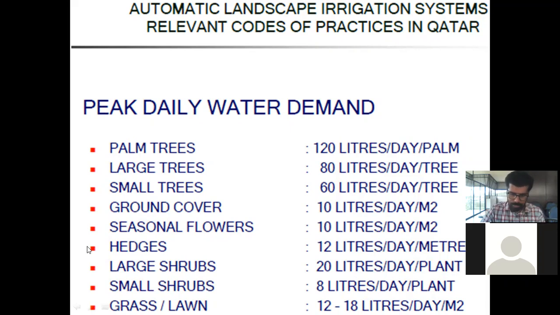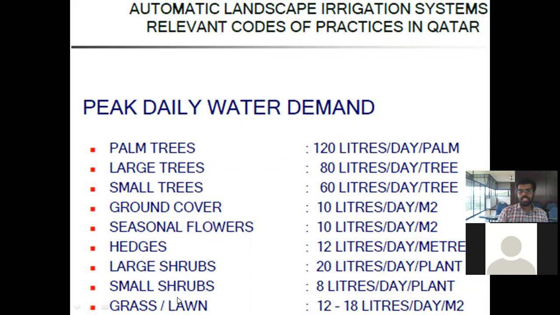For a palm tree, it is 120 liters per day per palm. Large trees, 80 liters per day per tree. Small trees, 60 liters per day per tree. Ground cover, 10 liters per day per square meter. So in 1 square meter, 10 liters in a day. Seasonal flowers, 10 liters per day per square meter. Hedges, 12 liters per day per meter. Large shrubs, 12 liters per day per plant. Small shrubs, 8 liters per day per plant.